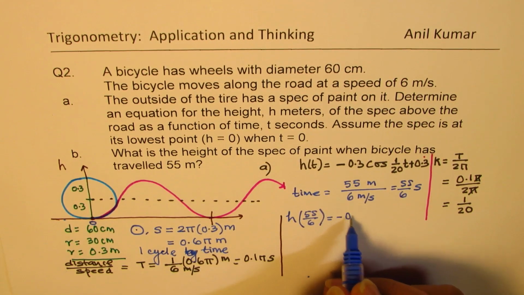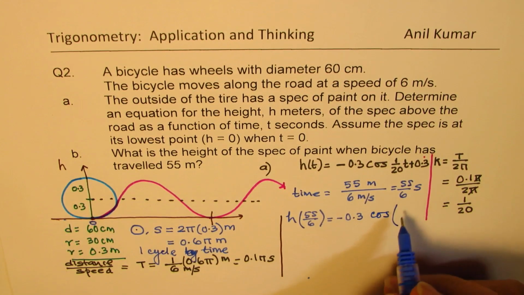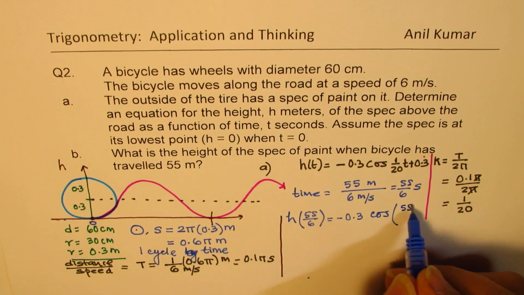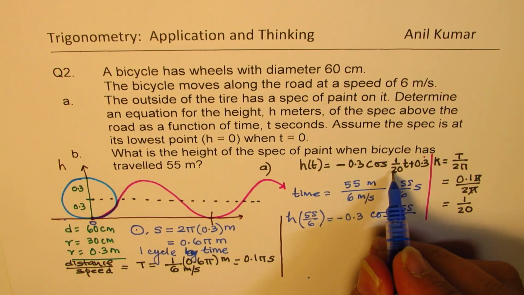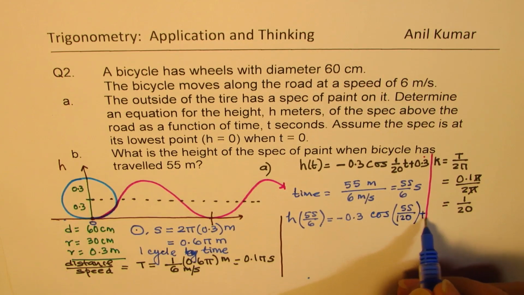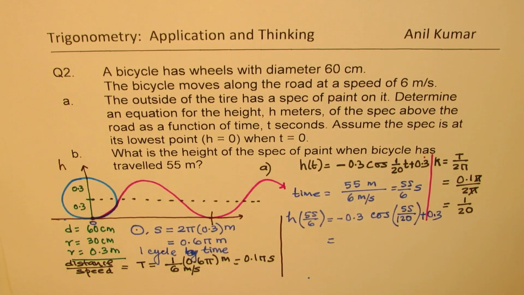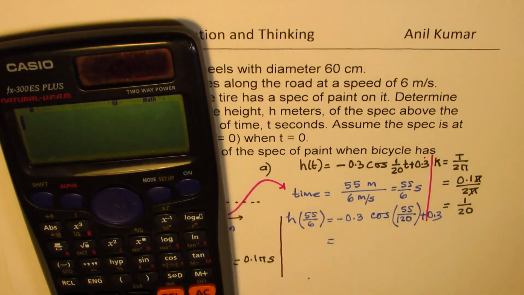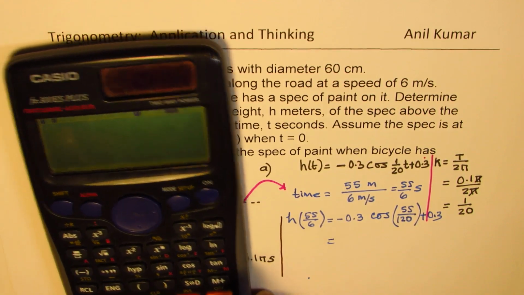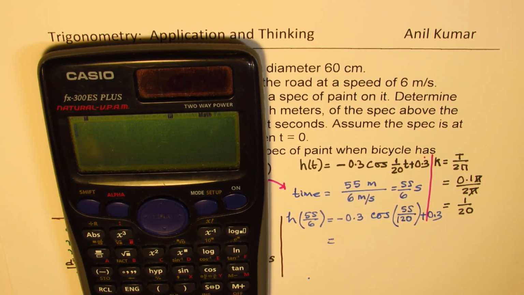So we get minus 0.3 cos of 55 over 6 times 2 is 120, right? So we substitute this value plus 0.3. So let's use the calculator to find this answer. We should set this to radians. That is another important thing whenever you're working. For me, 4 is radians.